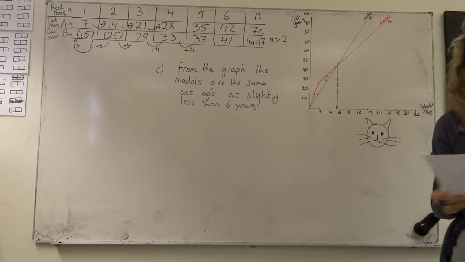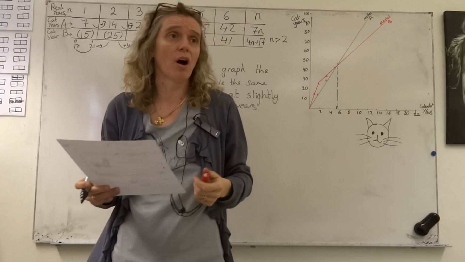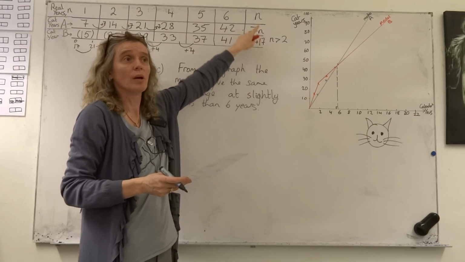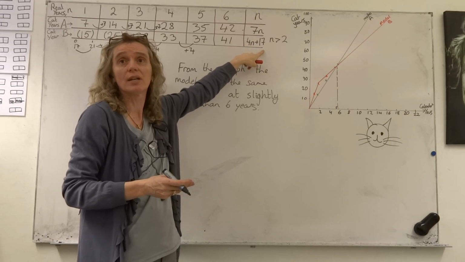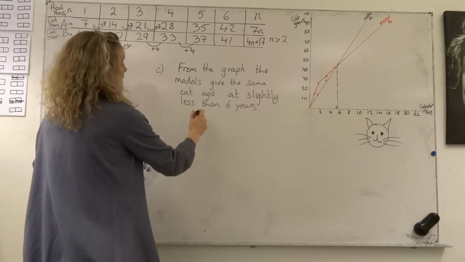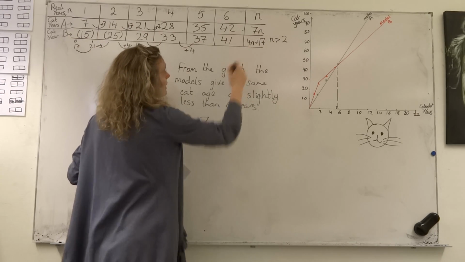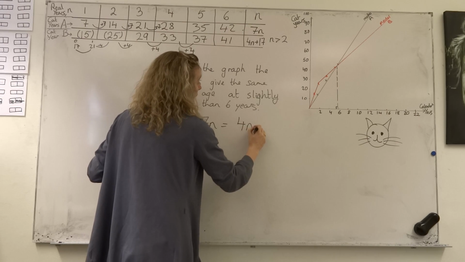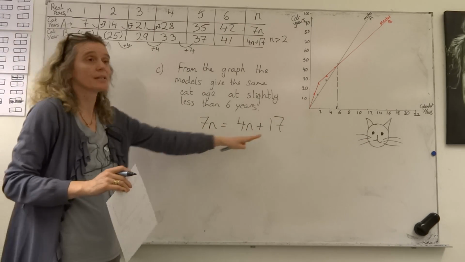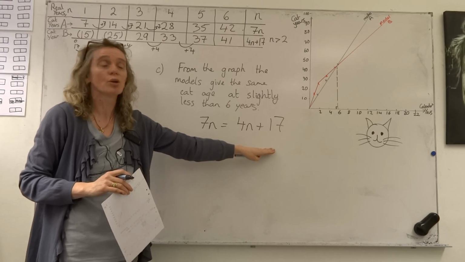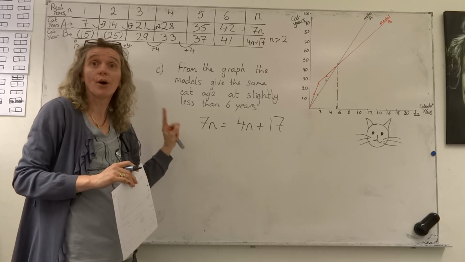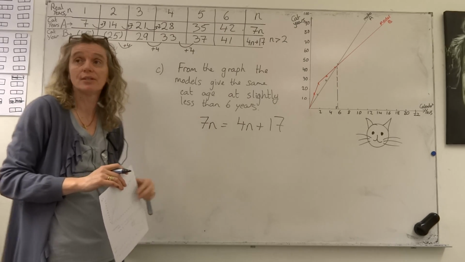And if we're going to do it exactly, it's not good enough to just read it off a graph. If we're going to do it exactly, we actually have to use these two expressions for x number of years or n number of years. So when these two models cross, 7n is going to equal 4n plus 17. Model A is going to equal and be identical to model B. We now have an equation with one unknown, n, and numbers. So now it's easy to solve.